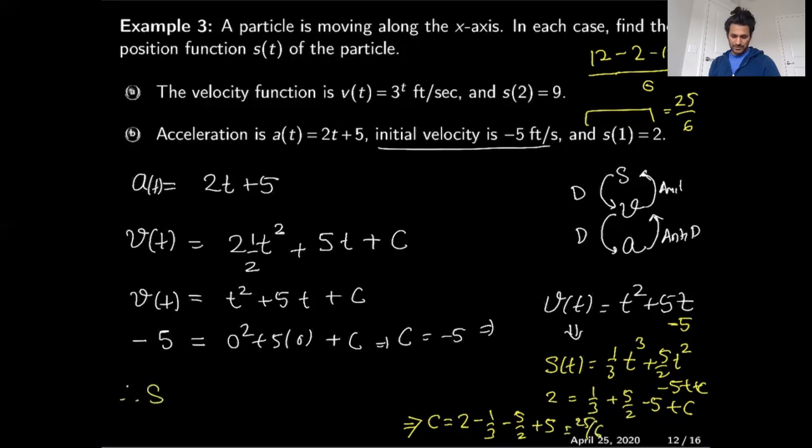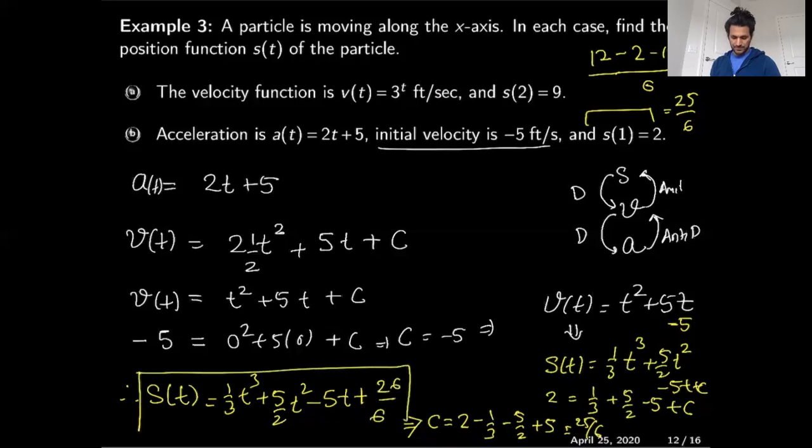Therefore, your distance s of t is 1/3 t cubed plus 5/2 t squared minus 5t plus 25 over 6. So this is how you can use the antiderivatives in some real world practical problems. So when the velocity or the acceleration is given and you want to find how much distance you have covered, you basically just reverse the process of the derivative, using the antiderivative.